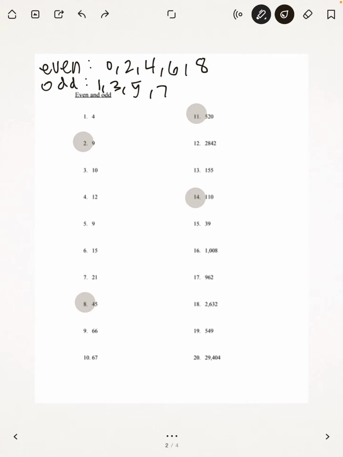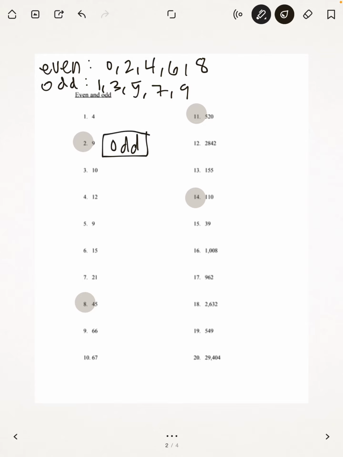So, let me just rewrite that. 5, 7, or 9. So if we look at number 2, the number is an odd number because it's a 9. And over here, we could see that an odd number ends in a 9. So the answer for number 2 is going to be odd.